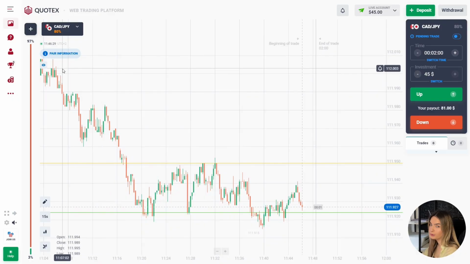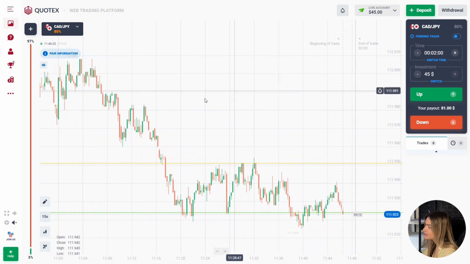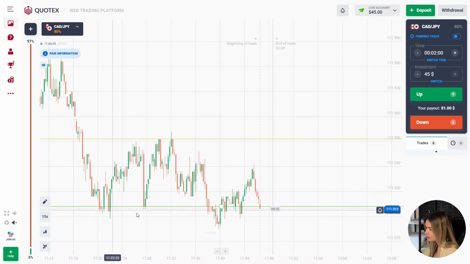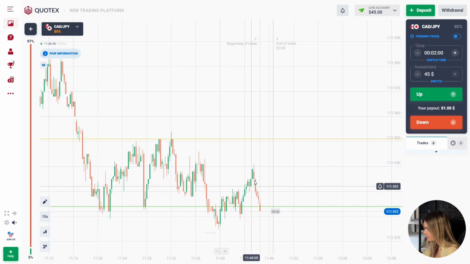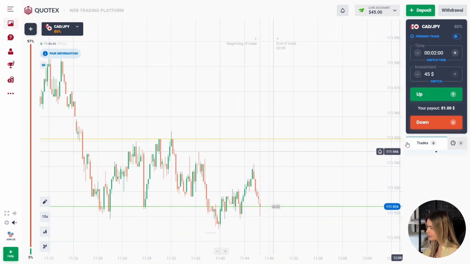And it's time to find the first entry point. Let's go. Here we have a good confident downtrend. At the same time, as you can see, the price is now trading sideways and the chart is already starting to go beyond the lower border of the sideways. So in such a situation, we will open a deal for 2 minutes down.